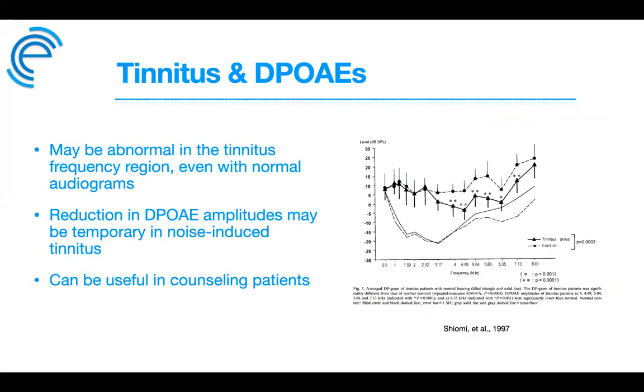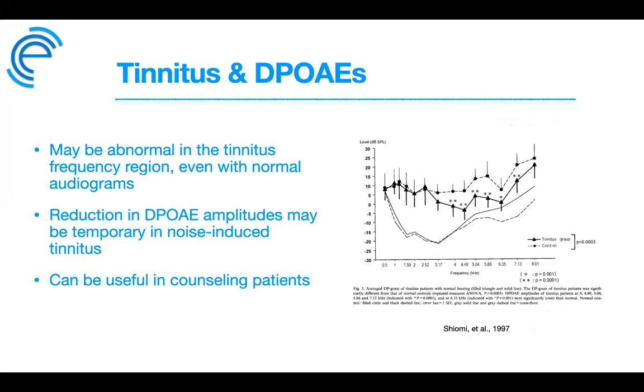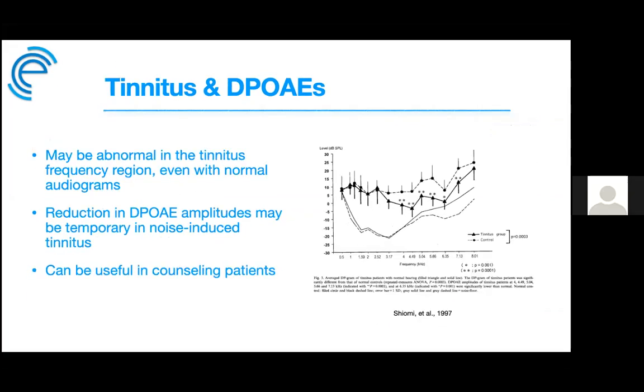So tinnitus, as we know, has been theorized to originate in both the cochlea and the central auditory system. There is sometimes, or mostly, damage in the cochlea, in the hair cells, either in only the outer hair cells, or in the inner hair cells, or both. And this would lead to peripheral deafferentation, which leads to the beginning of our perception of tinnitus.